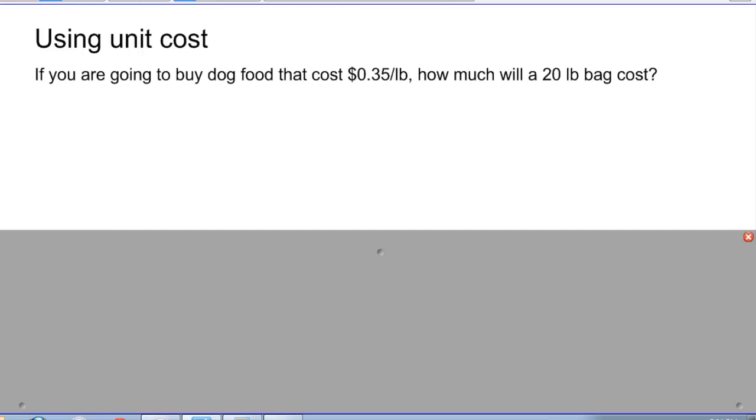We can use unit cost in a couple of ways. You can be given a unit cost and use that to figure out the total cost, or you might calculate the unit cost if you're comparing two items to figure out which one is the better buy.